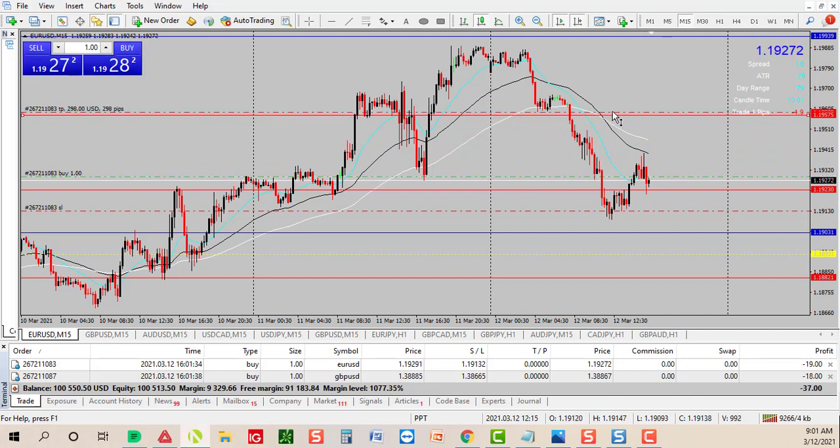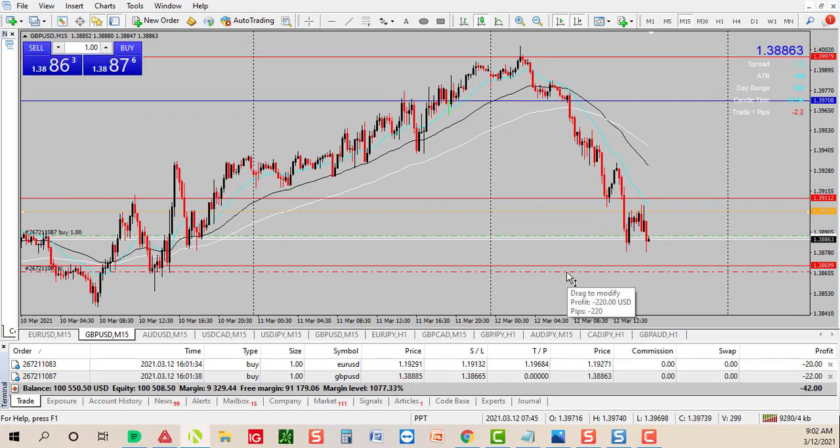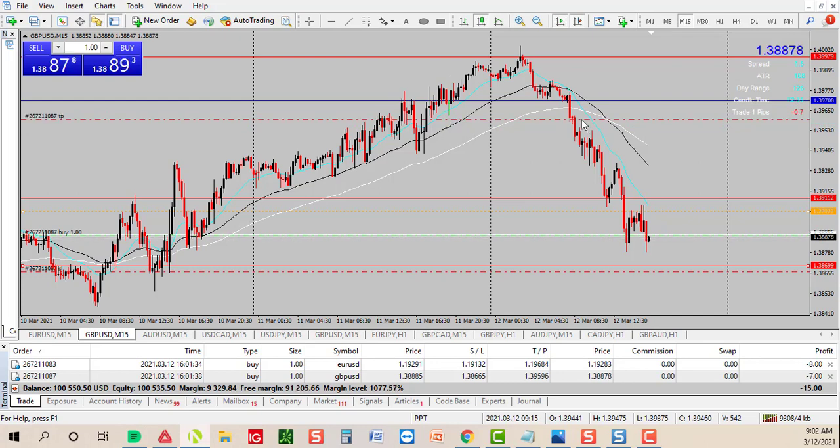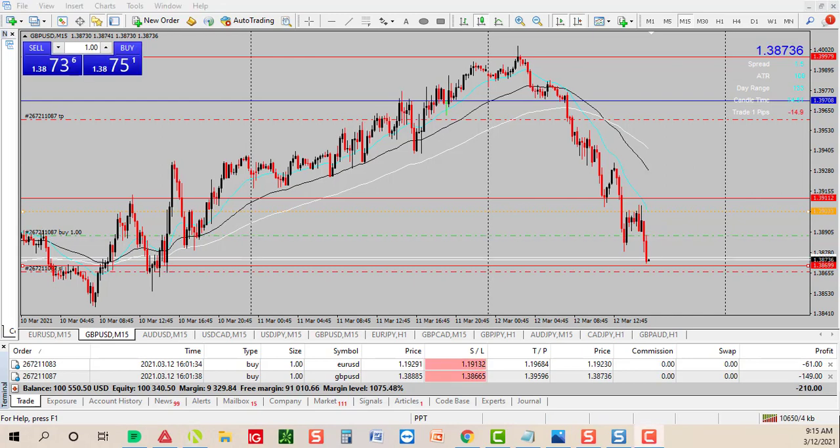I'm expecting price to make it up at least to here. On this one here, we have a 22 pip stop loss. And I believe price, we had a big move today on this pair, is going to come back to here, 71 pips. As always, we're going to continue to evaluate these trades. I'll be back.